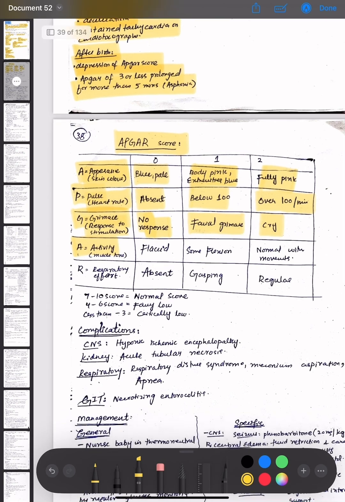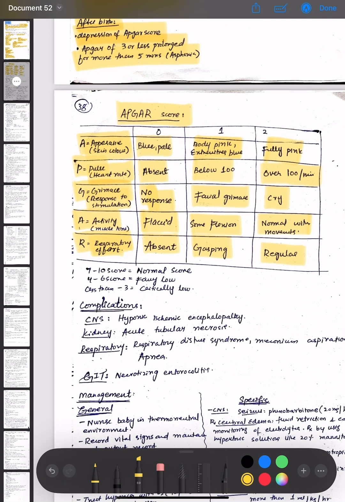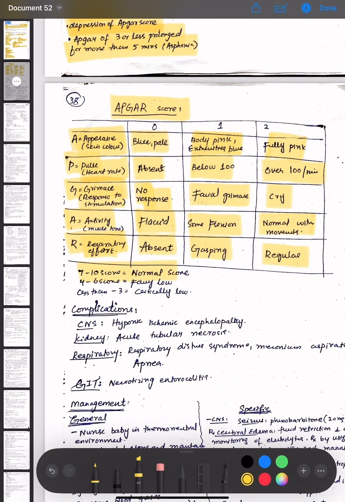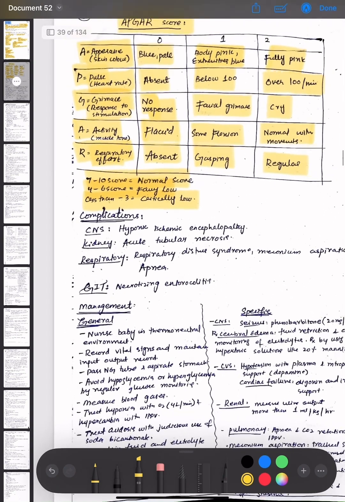For activity, if the baby is flaccid, then 0 points. If there is some flexion, then 1 point. And if normal with movements, then 2 points. For respiratory effort, if it is absent, then 0 points. If gasping is present, then 1 point. And if it is regular, then 2 points. So the normal score is from 7 to 10 points. And from 4 to 6 score is very low. And less than 3 is critically low. So these are the Apgar score for birth asphyxia.